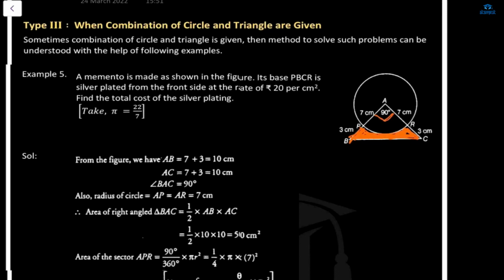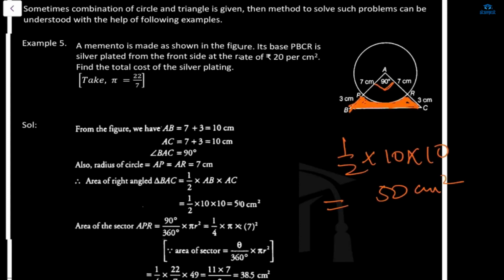Base is your AC. You can treat AC as the base and AB as the perpendicular. So half base into height. It is 7 plus 3, 10. So it will be half into 10 into 10, 100. So that will be 50 centimeters square. This is the area of the triangle.